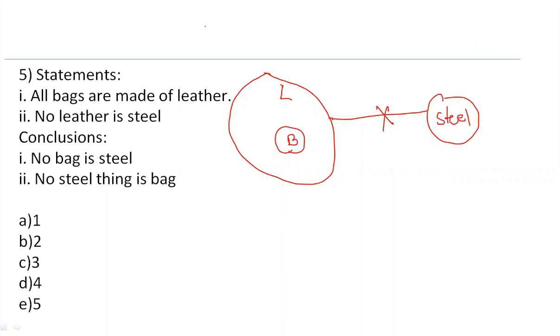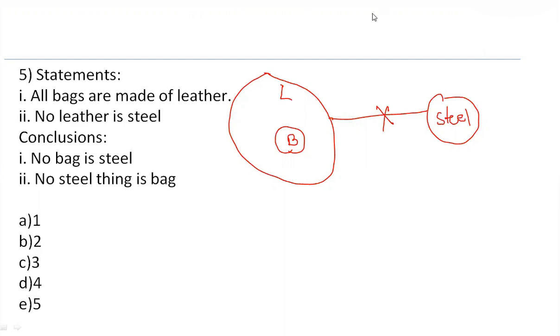Outer circle itself, there is no relation between leather and steel. How come they have a relation between bags and steel? Bags is inside the leather, right? Outside itself, you are not allowed to enter. Then how come you can enter the inside and have a relation with the bag? There is no relation, right? Students, are you understanding?